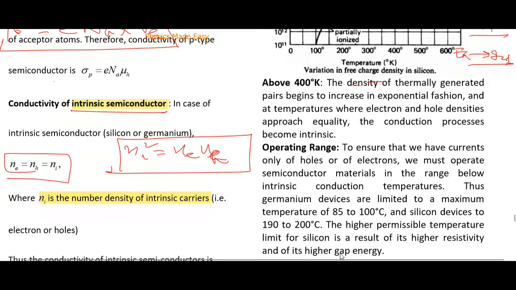The density of thermally generated pairs begins to increase exponentially. At this temperature, electron and hole densities approach equality, and the conduction process becomes intrinsic. Note down this fact, it is very important. Operating range: it is 80 to 100 degrees Celsius for germanium, and for silicon it is this. This is the operating range for silicon, and this operating range is for germanium.